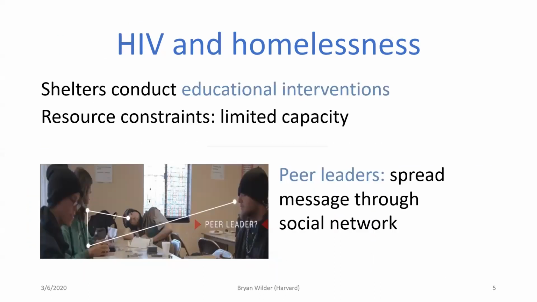So the computational problem that we'd like to address here is how to select the most influential people to receive this intervention. Given a social network, who are the nodes that we should select, given a limited budget, that will have the greatest impact and influence?